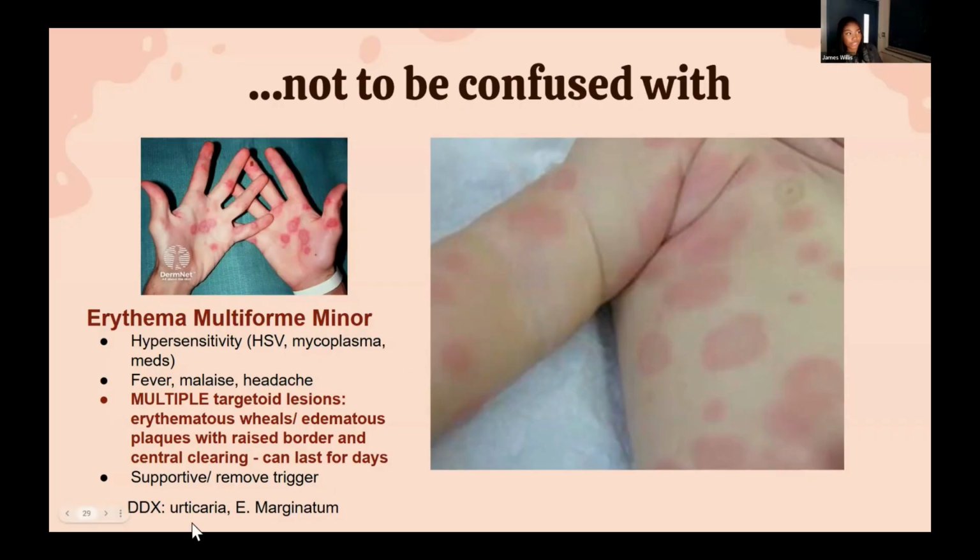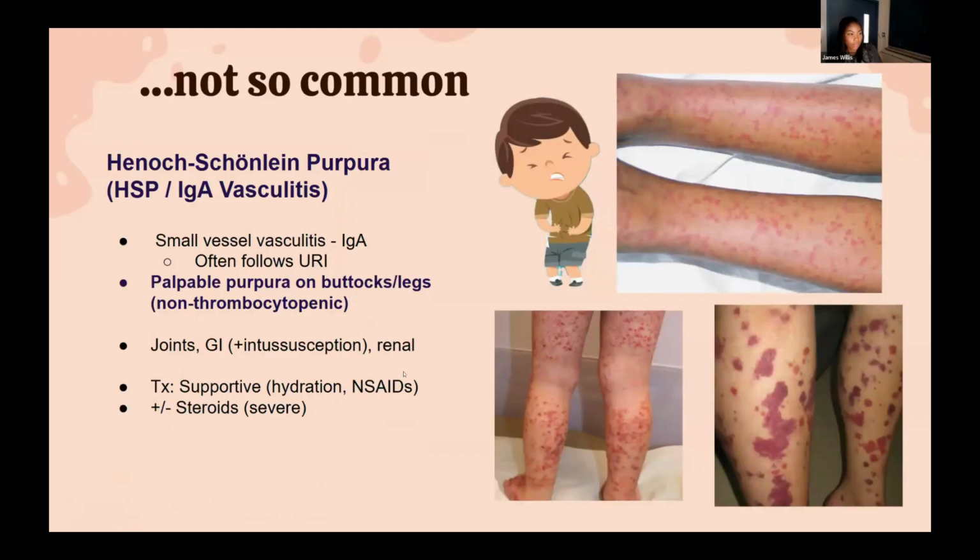So differentials would be urticaria, and then erythema marginatum is what you'll see in acute rheumatic fever. HSP, you'll see these palpable purpura on the buttocks, legs, associated with the GI, either GI bleed or increased risk for intussusception, sometimes joint pain, and then some renal involvement as well. It's supportive, but in very severe cases, when there's organ involvement, you may consider steroids.